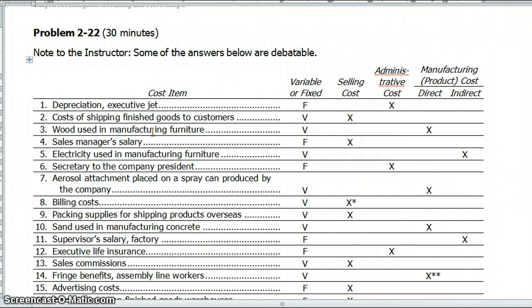Number three, wood used in manufacturing furniture, is a direct material, or a manufacturing cost that is direct, and it's variable. The more furniture you manufacture, the higher the total cost of wood that you'll need to purchase for your business.